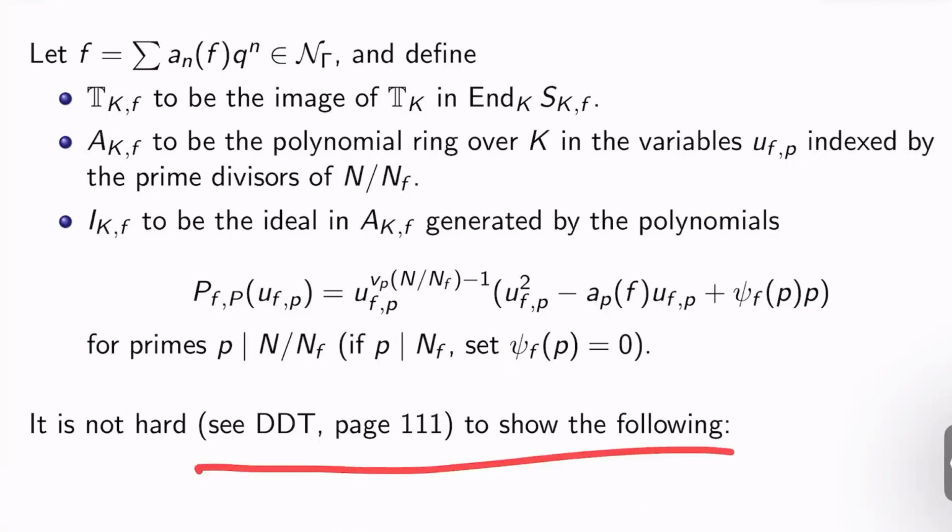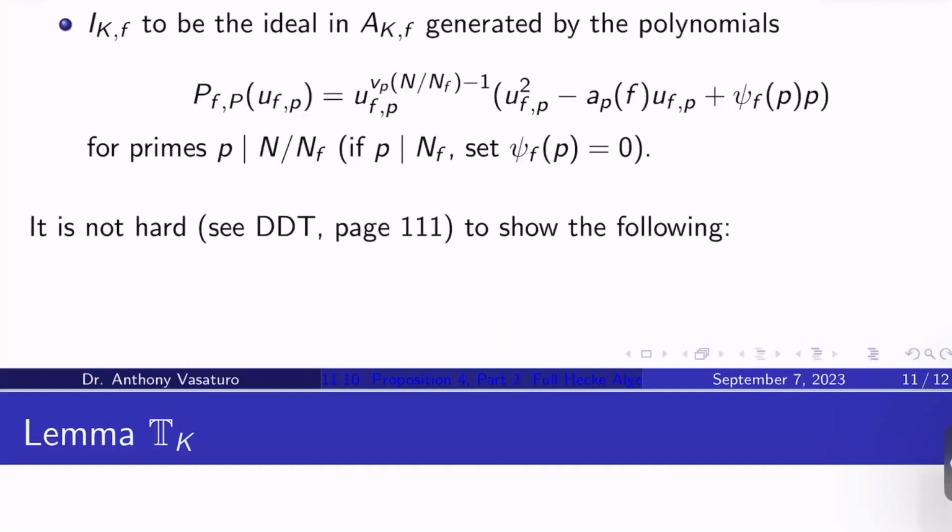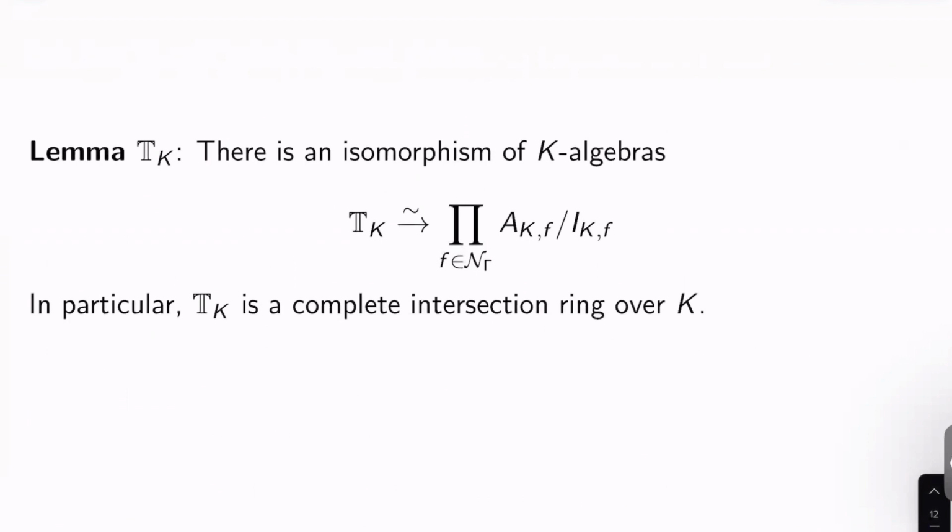It's not hard, and this is done in DDT on page 111, for example, to show the following. We'll call this lemma T_K, and we will not prove this because it's not hard, like I just said. There is actually an isomorphism of K-algebras between T_K and the product over F in N_Gamma of A_KF mod that ideal I_KF we just got done describing. And so in particular, T_K is actually a complete intersection ring over K, thanks to this isomorphism.